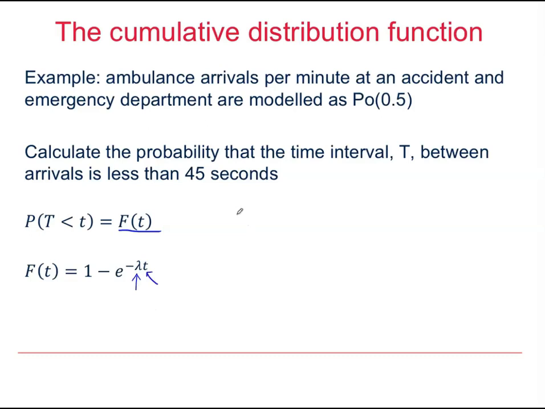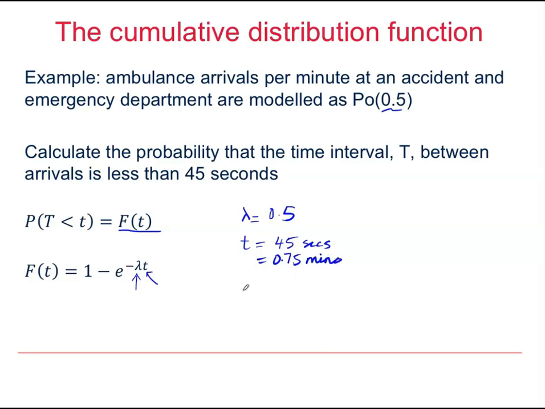Okay, so lambda is up here. It is 0.5, and although it's given as a Poisson distribution, we know that the other side of that is the exponential distribution, and then we're looking for a time of 45 seconds, which is going to be the same as 0.75 of a minute. We just have to be careful with our units in this case.